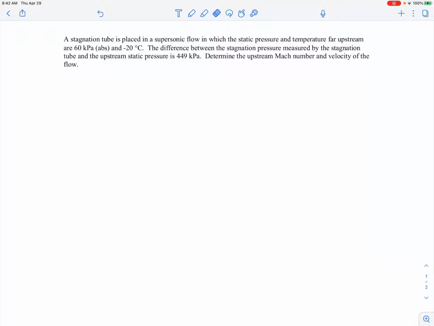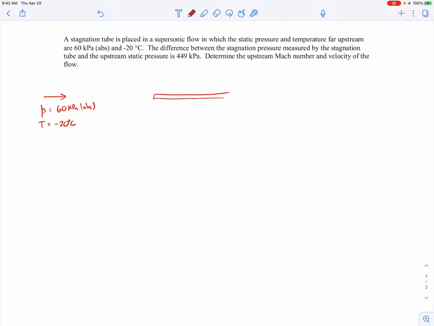Okay, in this example, we're told we have a stagnation tube placed in a supersonic flow. So let me just sketch that in here. So here's the stagnation tube. We have supersonic flow leading into it. And we're told that the static pressure and temperature far upstream are 60 kilopascals absolute. And the temperature is minus 20 degrees C.